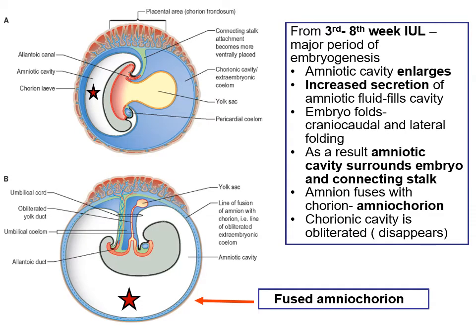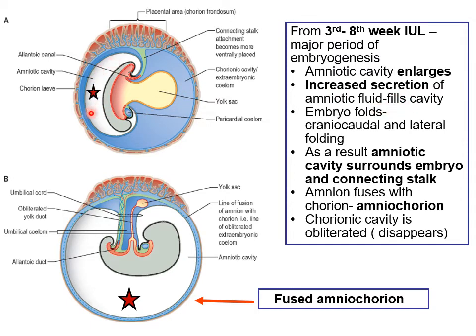So this is again a picture of the folding embryo and the yolk sac getting absorbed and the enlarging amniotic cavity. Follow this white cavity, and here you can see how much it has enlarged. And this blue is the original chorionic cavity lined by chorion or extraembryonic coelom. Now, from the 3rd to 8th week onwards, which is a major period of embryogenesis, look what's happening to the amniotic cavity. It enlarges and there is increased secretion of amniotic fluid, which fills the whole cavity.